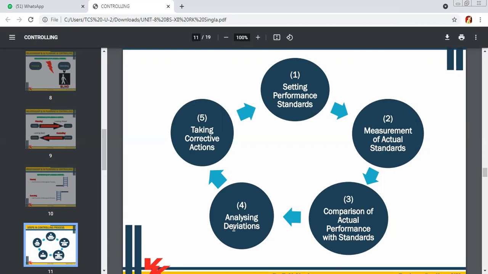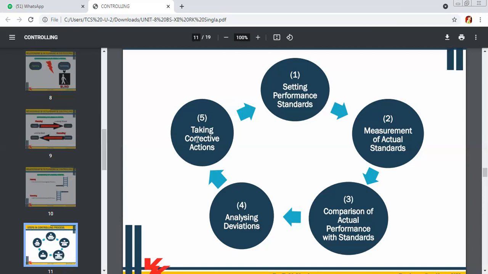Why did the deviation of 15% occur? Whether you did not prepare well, whether the paper was not according to expectation, whether your presentation part was not strong, whether the time limit was less, whether you were not well in the examination. So many causes of the deviation can be there. So you have to analyze what the causes of the deviation are and how they are to be removed to achieve the objective. And then comes taking corrective action.